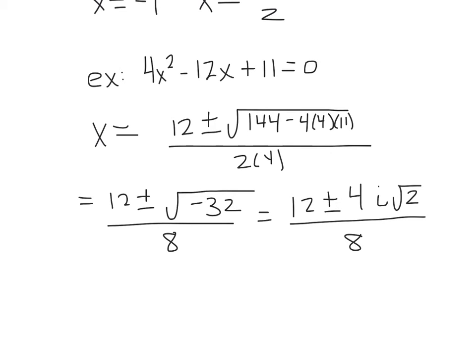We're not done simplifying. There is a factor of 4 in each of our terms. So 4 goes into 8 twice, 4 goes into 12 3 times, and 4 goes into 4 1 time. We can rewrite our solutions as 3 plus or minus i square root of 2, over 2.